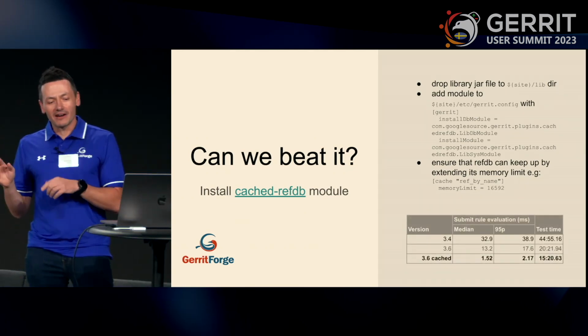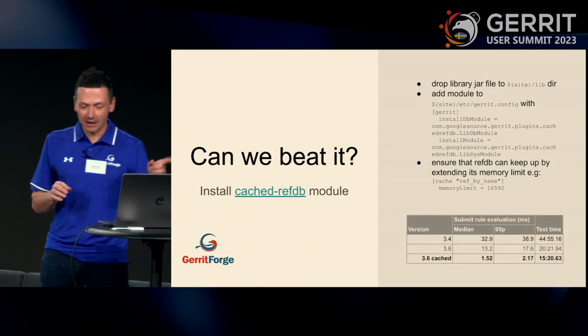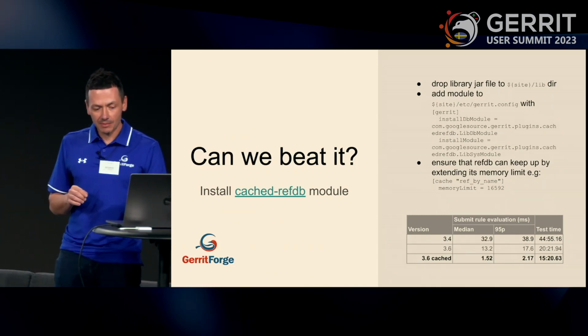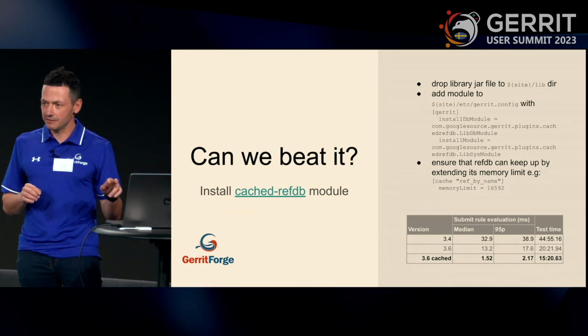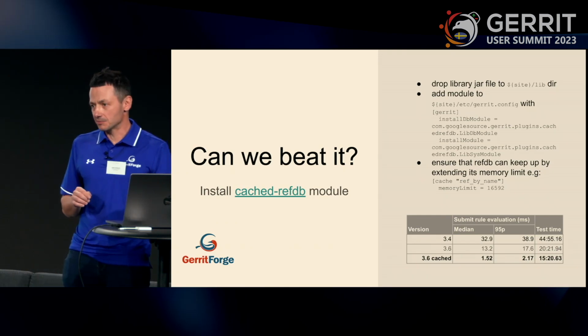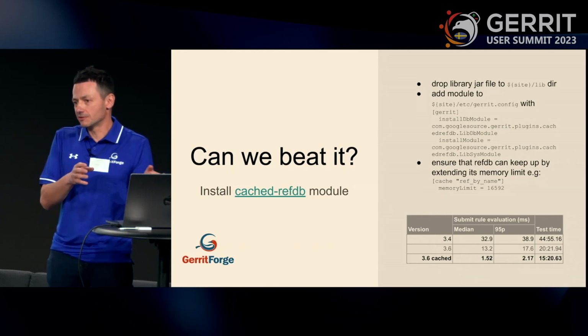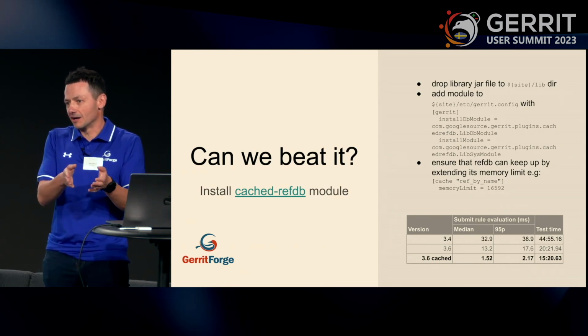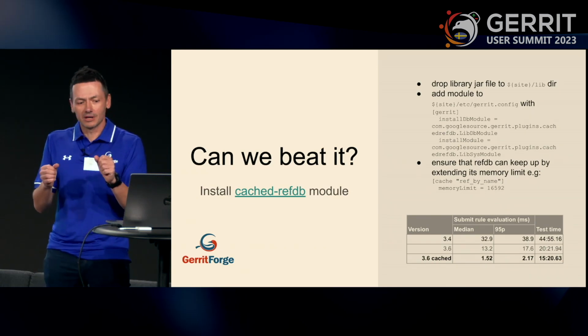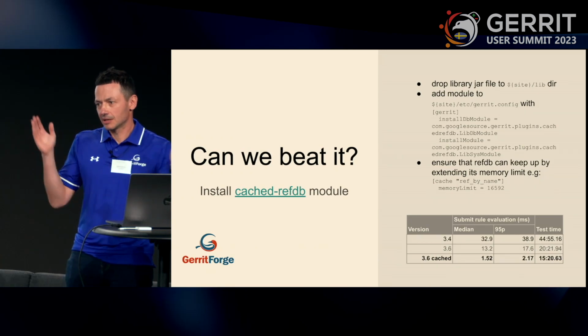It shaved 5 minutes from the previous execution time. If you look at 3.4 versus 3.6 with CacheFDB, that's a tremendous improvement. And you just drop the jar file, put 2 config lines, and play a little bit with the memory limit. And that's it, you're done.